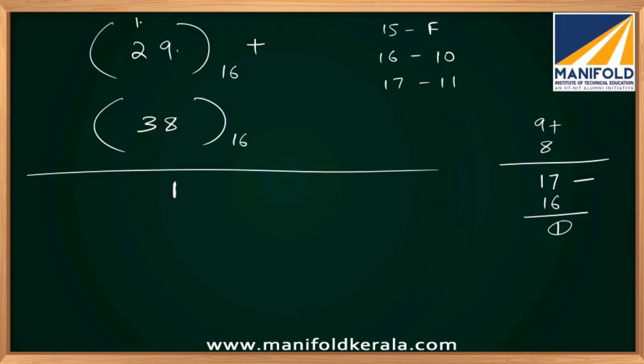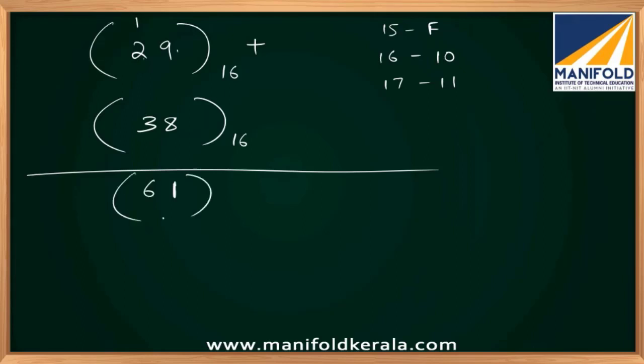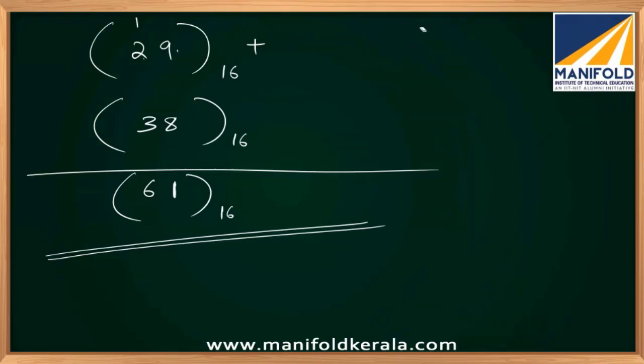So there is a carry here, right? And now add these things. What is 1 plus 2 plus 3 in this position? It is 6. So this is 61 base 16. So this will be the addition in hexadecimal, right? I hope this idea is clear, how to add two hexadecimal numbers, or in any base, actually.